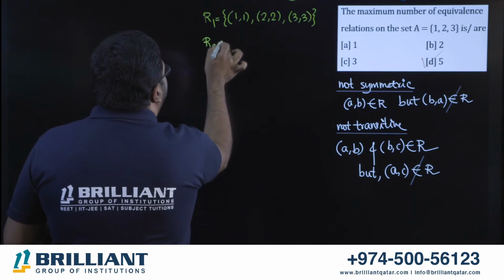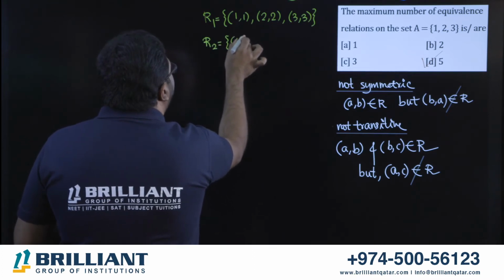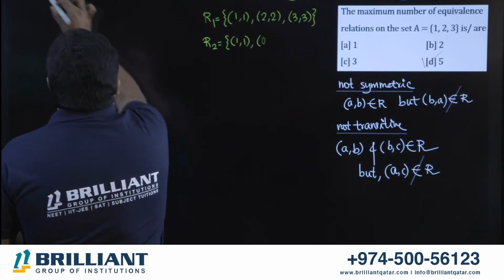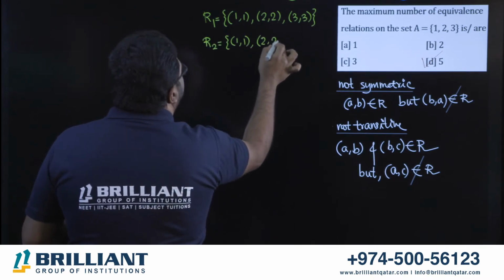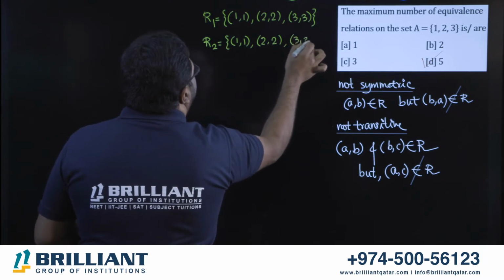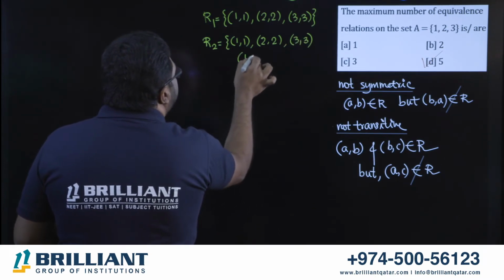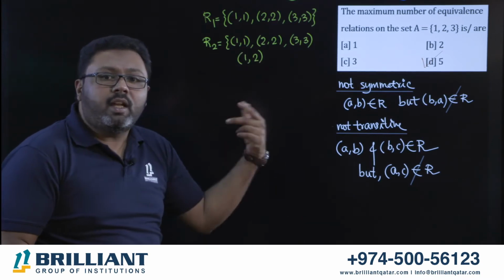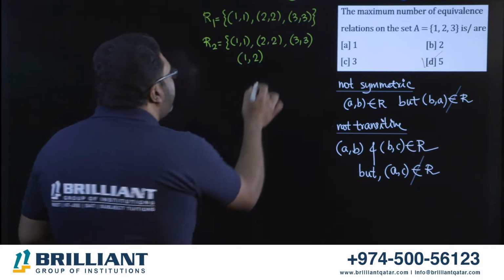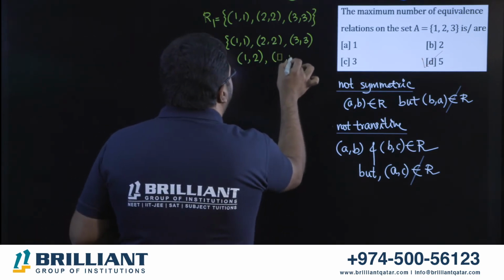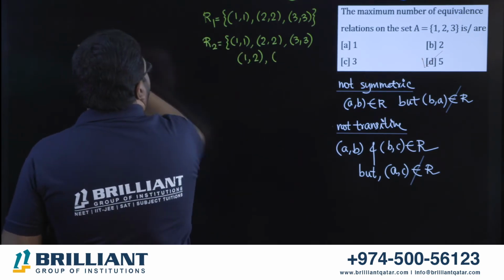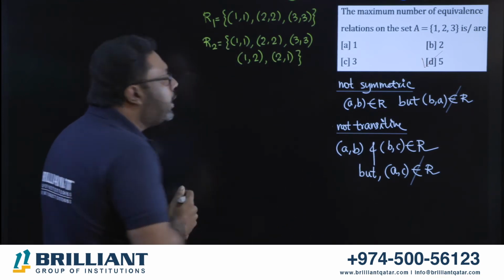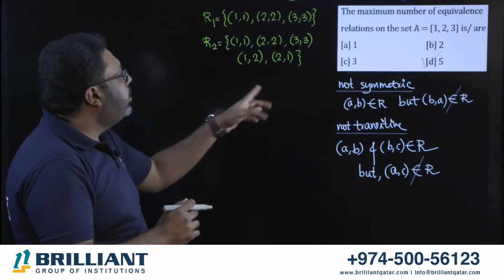Now R2. R2 is going to be, now I can go quickly. 1, 1, 2, 2, 3, 3, and I'm introducing a pair called 1, 2, which looks like AB, and I have to make it an equivalence relation by making it BA. So 1, 2, to make it symmetric, I'm going to introduce the pair 2, 1. Okay, so 1, 2, 2, 1.